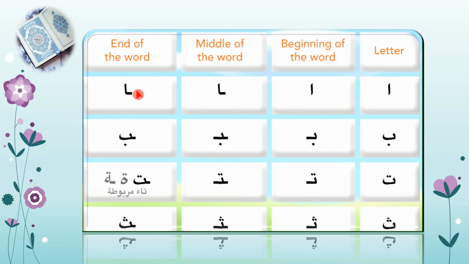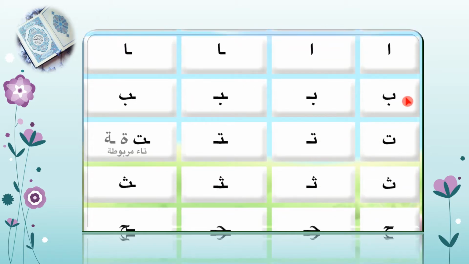Then we have these 3 letters, Ba, Ta, Tha. If I want to make my kids memorize these 3 letters, or anyone wants to memorize these 3 letters very well, you have to focus on the dots. Ba has 1 dot in the bottom. When I say bottom, this means Ba. Bottom, Ba. Connect the sound with the name.